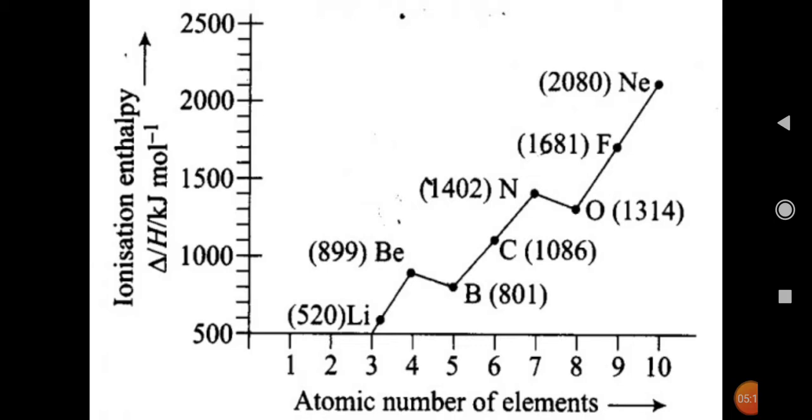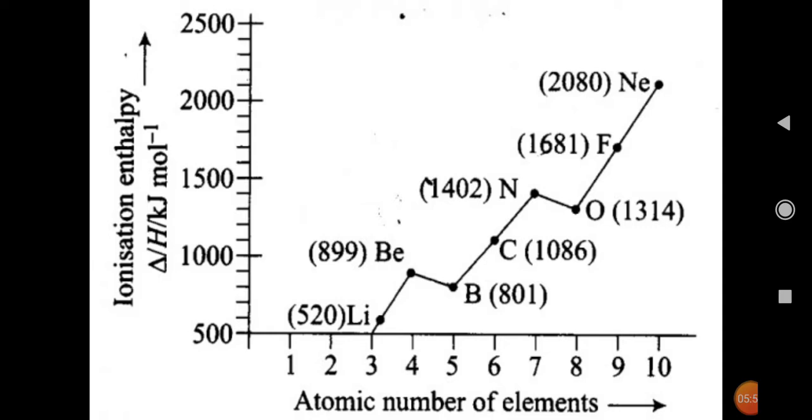First ionization enthalpy is defined as the energy required to remove the first electron from the outermost shell. The second ionization enthalpy is the energy required to remove the second most loosely bound electron from the valence shell. The values of ionization enthalpies are always positive, because we have to supply energy.